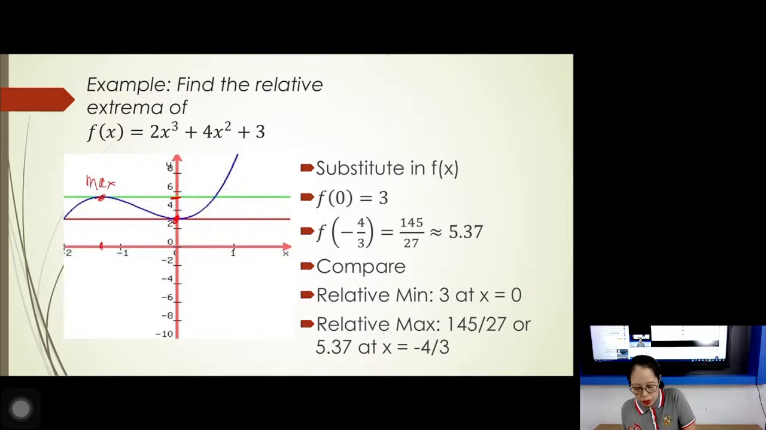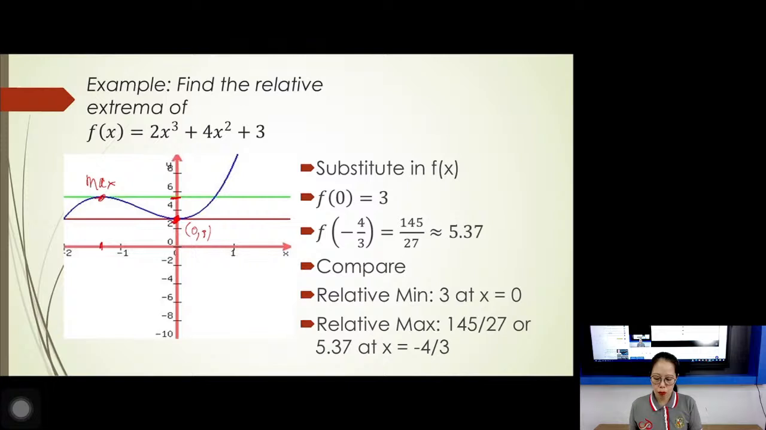Now what about our min? Our minimum there is at (0, 3). So it's correct, right? Our x is 0 and our y is 3. So you can see here that we found our minimum and maximum by using our derivative, our lesson on maximum and minimum for derivatives.